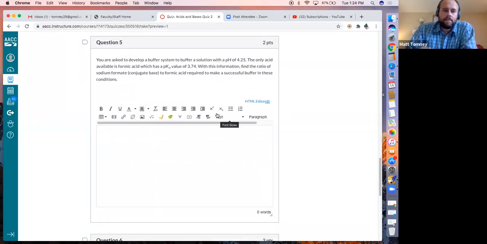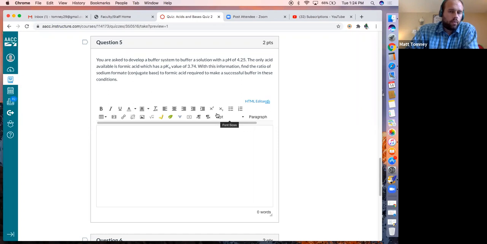All right, question 5. You're asked to develop a buffer system to buffer a solution with a pH of 4.25. So they're giving a pH value. We're not going to be solving for that here. The only acid available is formic acid, which has a pKa value of 3.74. With this information, find the ratio of sodium formate, the conjugate base, to formic acid required to make a successful buffer. There was a large amount of the class that said 1-to-1 and moved on with almost no math.